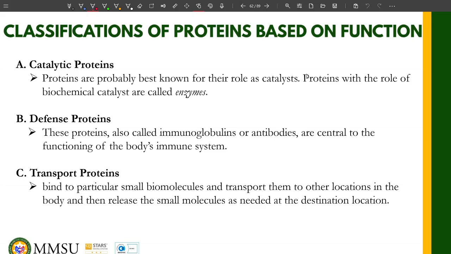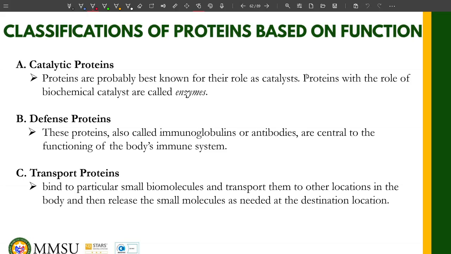And then transport proteins, that's the third classification of proteins. Ito naman, they bind to particular small biomolecules, nagbabind sila or kumukuha sila, or they carry small biomolecules and then they transport them from one location to another. Once they reach their destination location, they release those small molecules. Kumbaga, para silang JNT Express sa katawan natin. They transport biomolecules from one location to another.